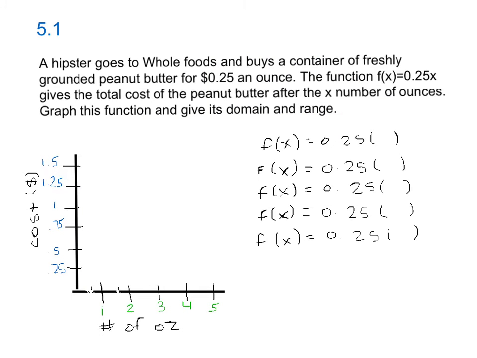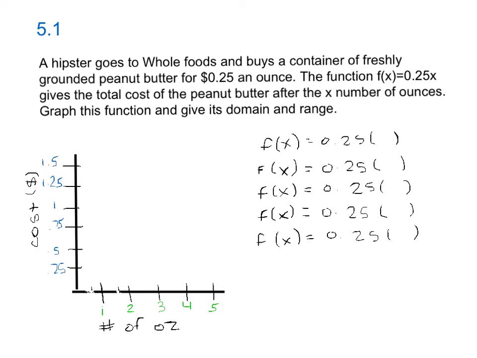In Chapter 5, Section 1, we're introduced to terms such as function, domain, and range. And a word problem saying, a hipster goes to Whole Foods and buys a container of freshly ground peanut butter for 25 cents an ounce. The function f of x equals 0.25x gives the total cost of the peanut butter after the x number of ounces. Graph this function and give its domain and range.